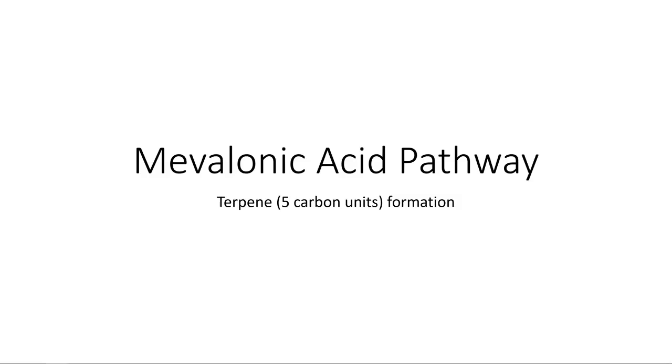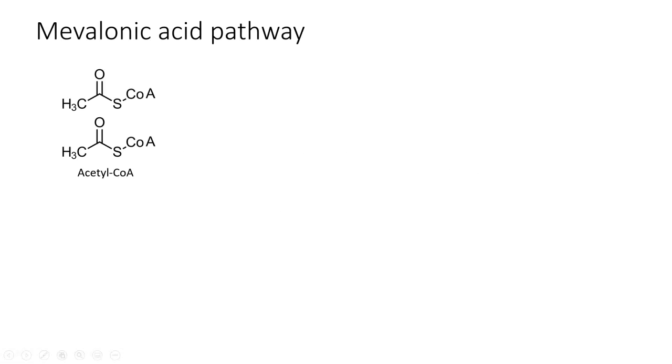The mevalonic acid pathway. The mevalonic acid pathway is used for the production of terpene hydrocarbons that often have a use as secondary metabolites in plants. The pathway begins with two acetyl-CoA, which bind together using the enzyme acyl-CoA acetyltransferase.